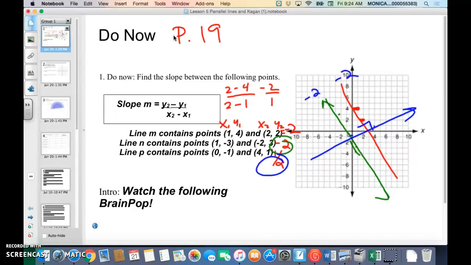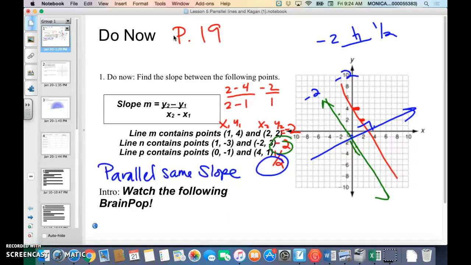So we can say parallel lines, parallel, same slope. Now this line was perpendicular, which means it makes a 90-degree angle. And what do you notice about the relationship between negative 2 and 1/2? Notice how the relationship is opposite reciprocal. So if you have opposite reciprocal slopes, you have perpendicular lines. We'll talk about that later. I just wanted you to see this at this point.